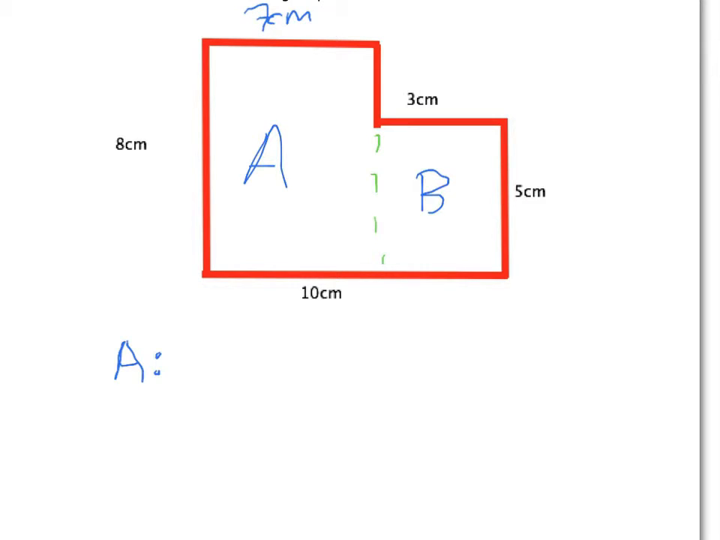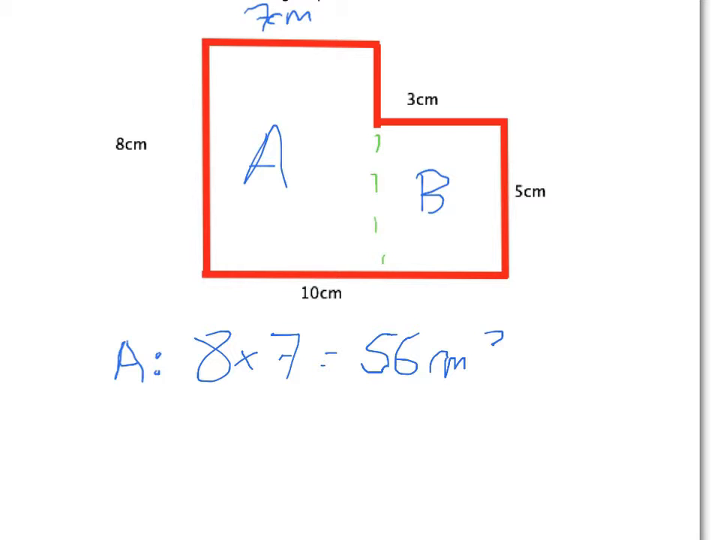So now we've got our length of 8 and our width of 7. So to find the area of a rectangle, we'll do 8 times 7. 8 times 7 is 56, and we're working in centimetres, so centimetre squared.